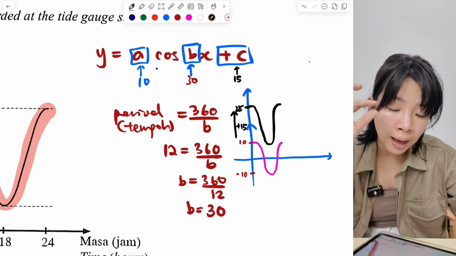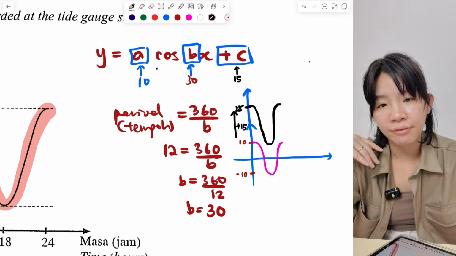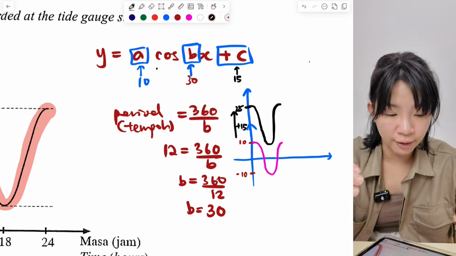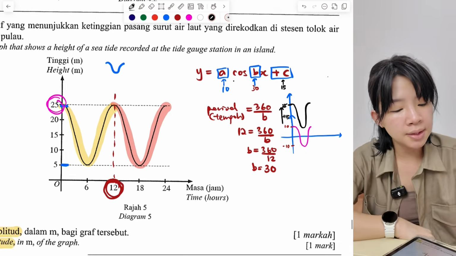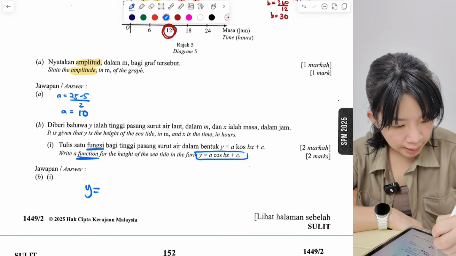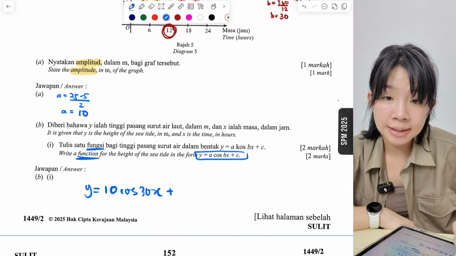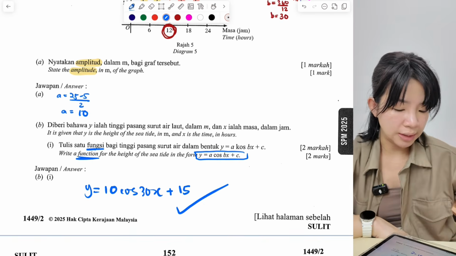So listen, if the amplitude is 10, it should start from 10. If the amplitude is another number, let's say 5, then it should start from 5 for a cos graph. Okay, so now we have figured out A, B, C already. So write everything one more time. The function will be y equals 10 cos 30x plus 15. So this is the answer.